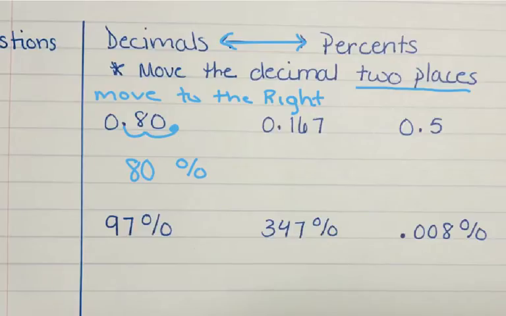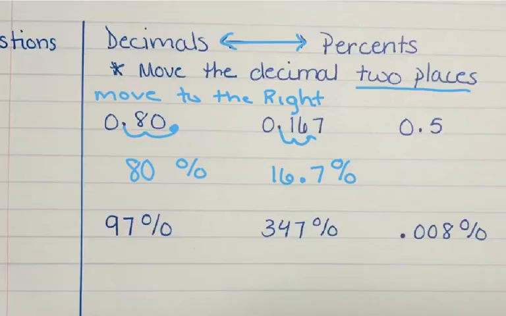All right, same thing here. I'm going to move that decimal place 2 places to the right. So now the decimal point is between the 6 and the 7. And then I'm going to add a percent sign. So this would be 16.7%.